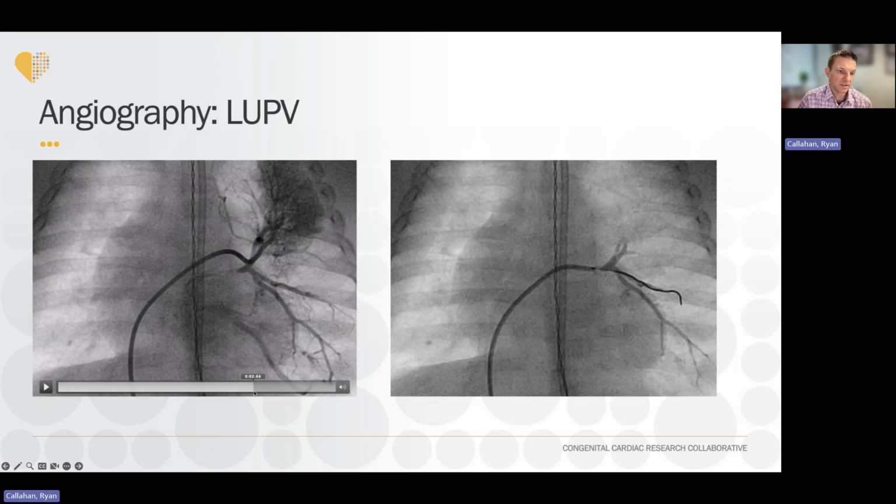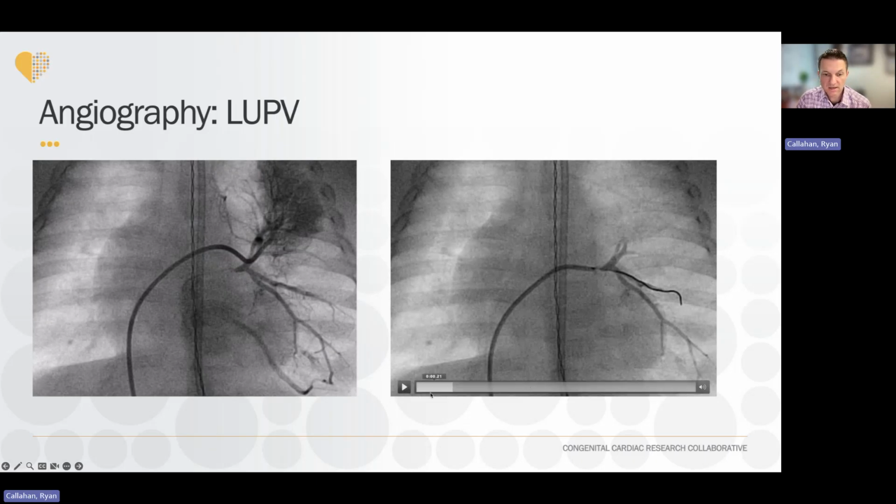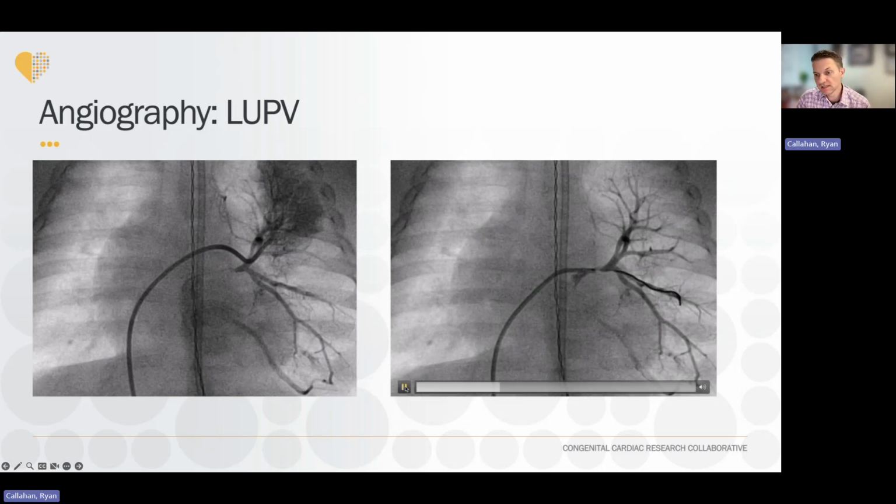Okay, and so it's not atretic. There is a little puff of contrast going through here, but this is going to be severe with diffuse upstream narrowing. Here's that same patient now injecting into that vein. And the luxury of severe stenosis is that usually the catheter nearly occludes the vein, and it can show you the entire pulmonary vein and all its branches.